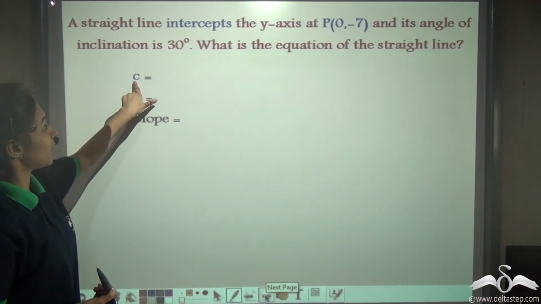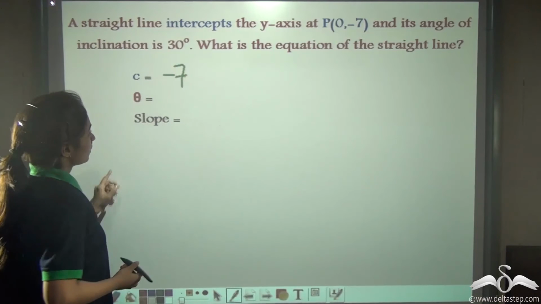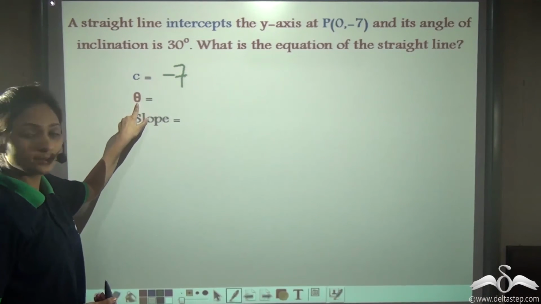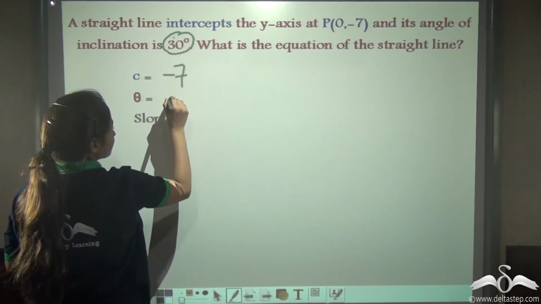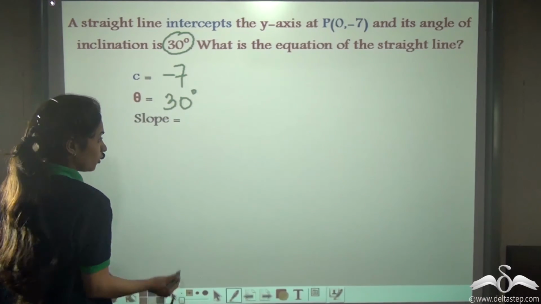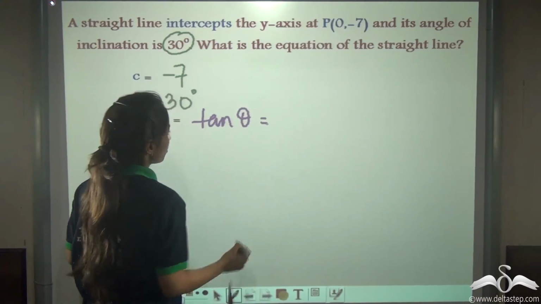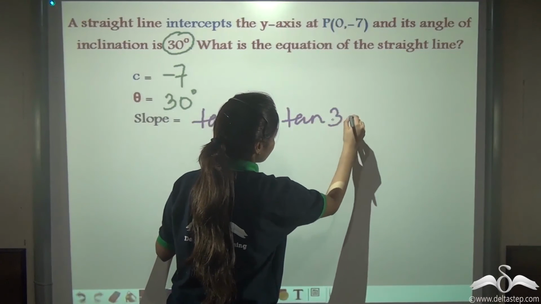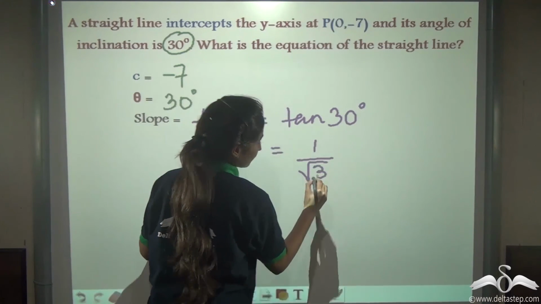First of all, tell me what is the y-intercept? It is minus 7. You know y-intercept is denoted by C. Theta, what is theta here? That is angle of inclination, 30 degree. What is slope? We know that slope is actually tan theta. So find out tan 30, which is 1 by root 3. Right?